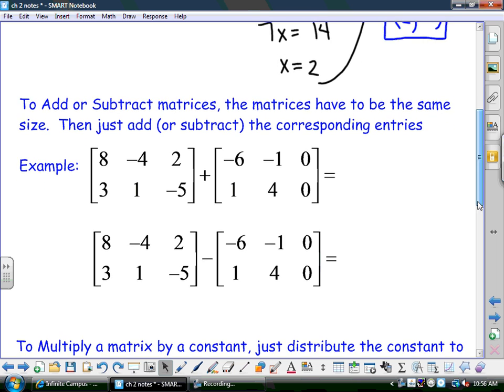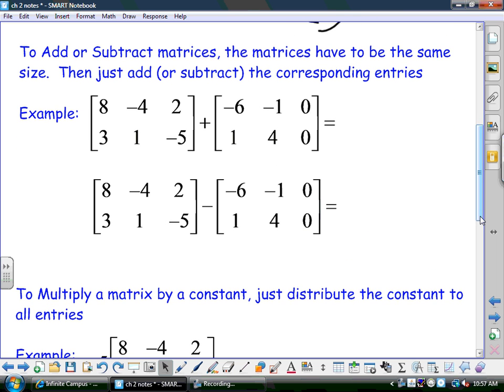If you are going to add or subtract matrices, they need to be the same size, and then you're going to add or subtract the corresponding entries. By same size, I mean the same number of rows and the same number of columns. So this matrix has 2 rows by 3 columns, so it's a 2 by 3 matrix, and this one also has 2 rows and 3 columns. So these two matrices have the same dimensions, or they're the same size. To add them together, that means we just need to add together the entries in the corresponding spots.